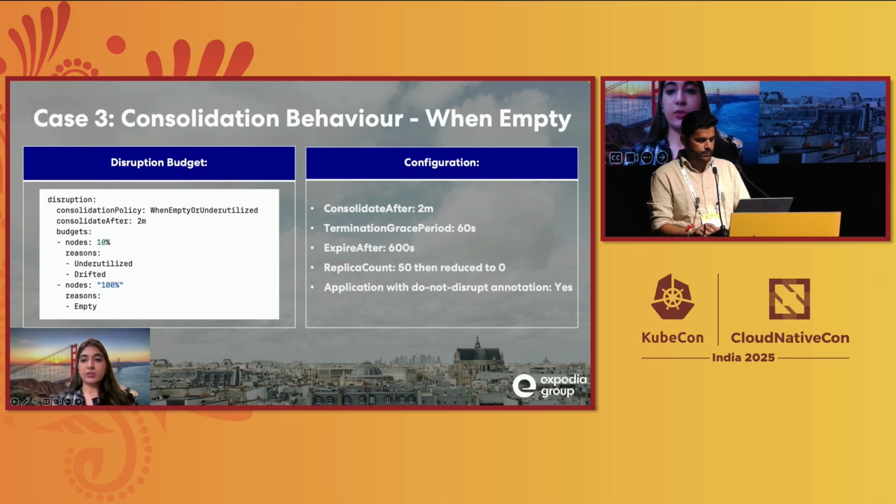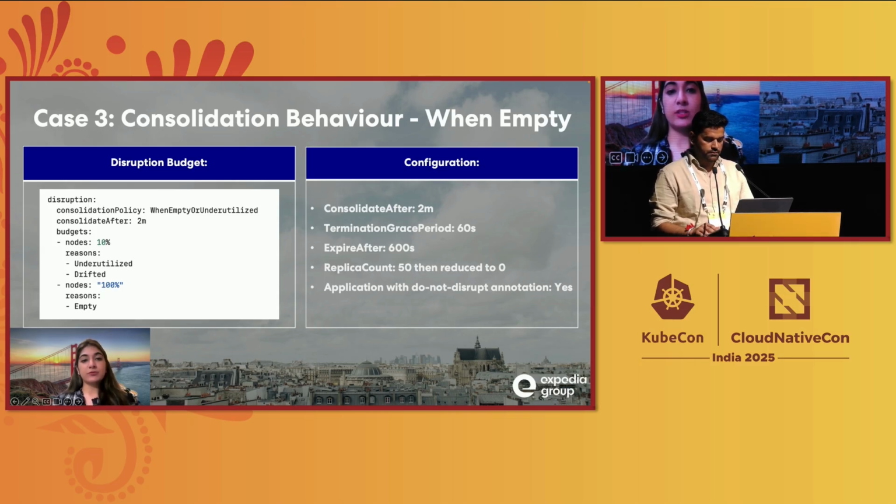We configured the consolidation policy to again when empty or underutilized and with the consolidate after set to 2 minutes, meaning Karpenter checks for empty nodes or underutilized nodes more aggressively. We also set the termination grace period again to 60 seconds and the expire after to 600 seconds.